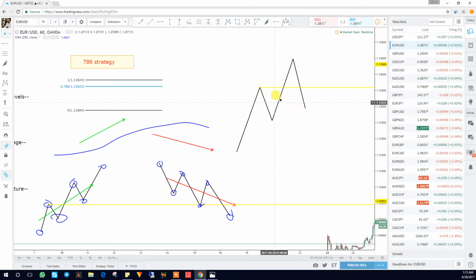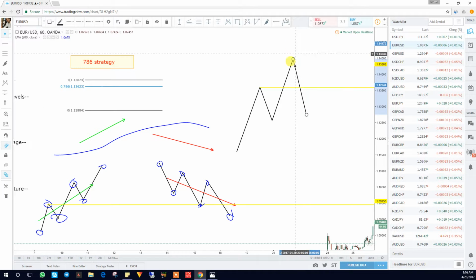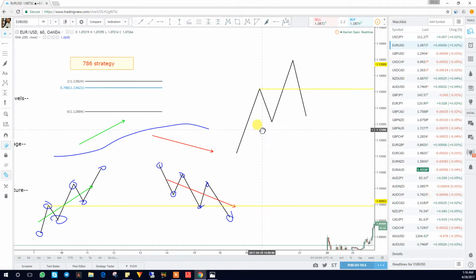So the market should create a new high. This is the new high, and this becomes a lower high, and this is a higher high. The market went up, broke the previous high and closed above it, and then it retraces, and this retracement is what we're gonna use in our strategy. That's condition number one.